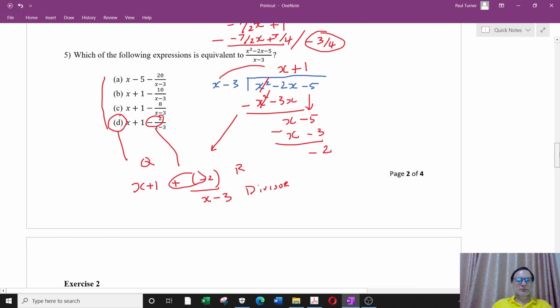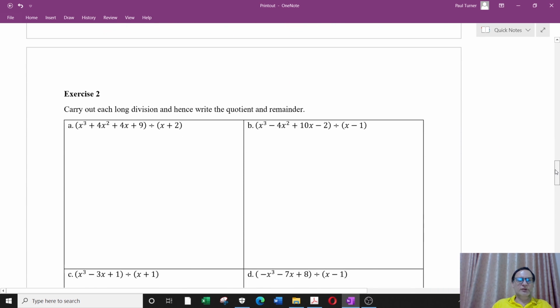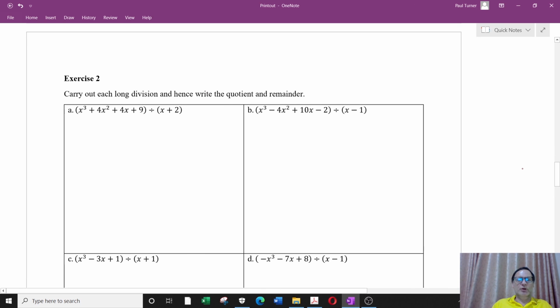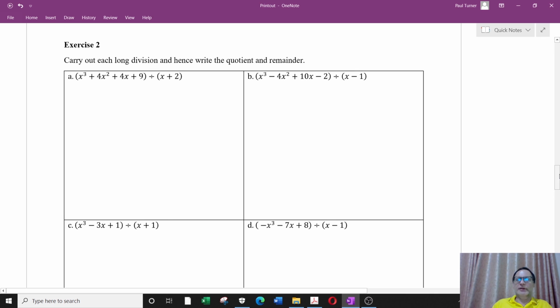Okay, so I've given you an exercise 2 to do. Show all the working when you do these. You can check them on the computer. Some websites can calculate for you. You can use PhotoMath to check your solution. Okay, so have a go at that, and I'll see you in the next video.